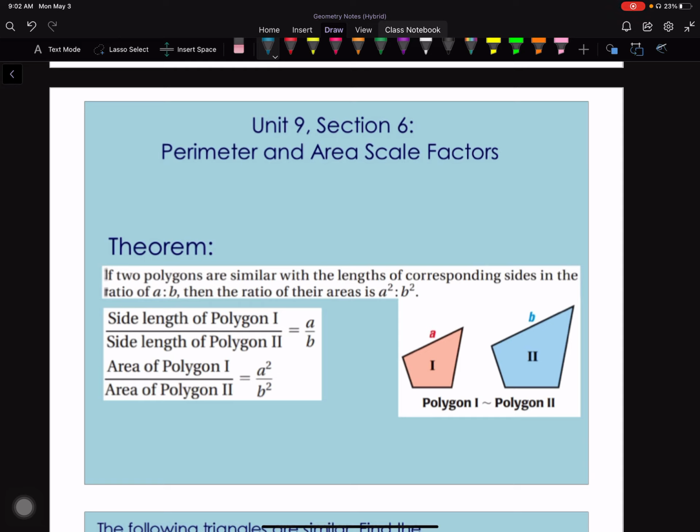So here we have a theorem that says if two polygons are similar with the lengths of corresponding sides in the ratio of A to B, so for example, if the sides were 2 to 3, then the ratio of the areas would be A squared to B squared, so 4 to 9. The areas would be 4 to 9. So you can see here side lengths we would call A over B, and then in order to get the areas, we'd have to square the side lengths.